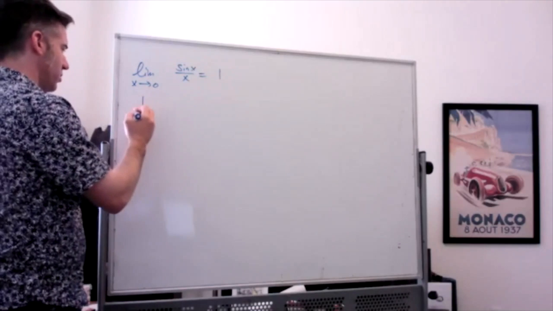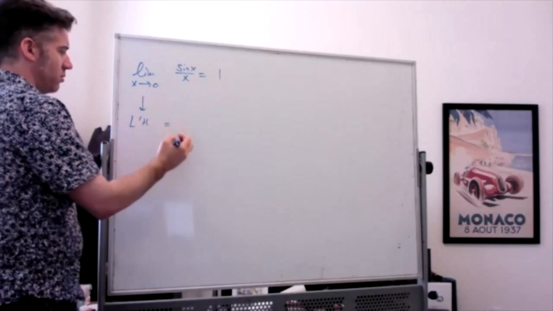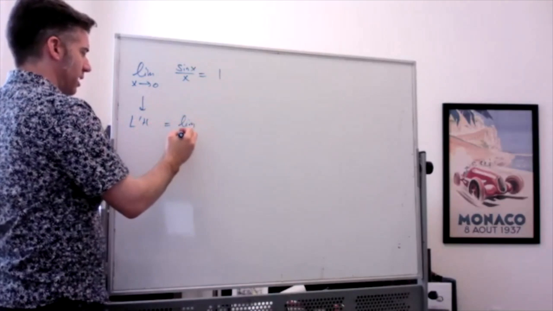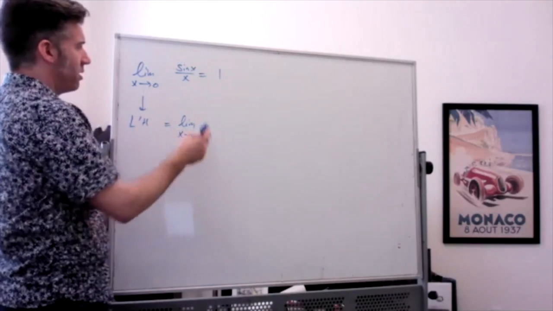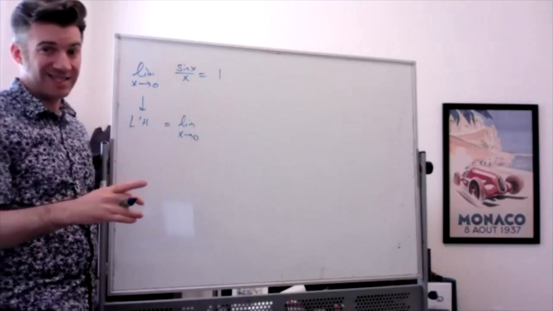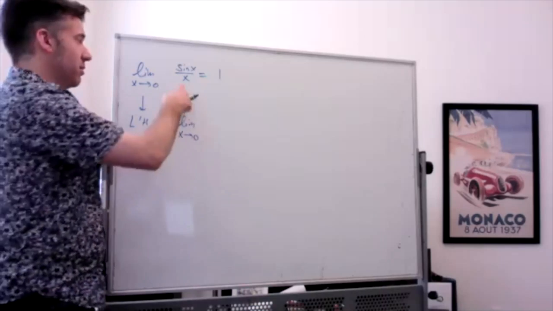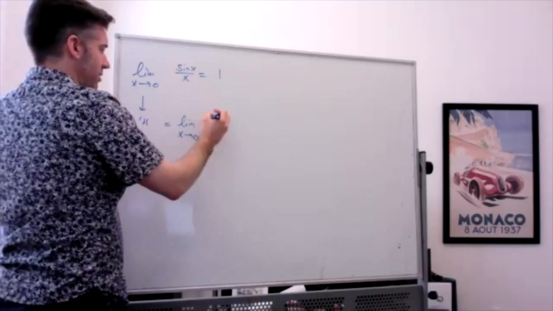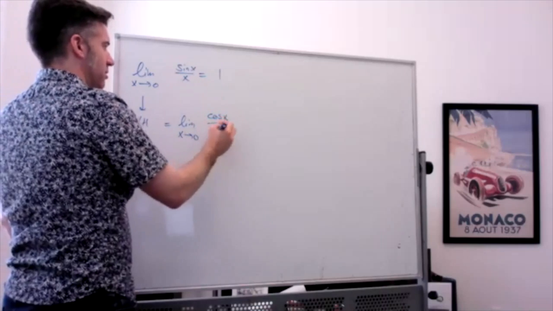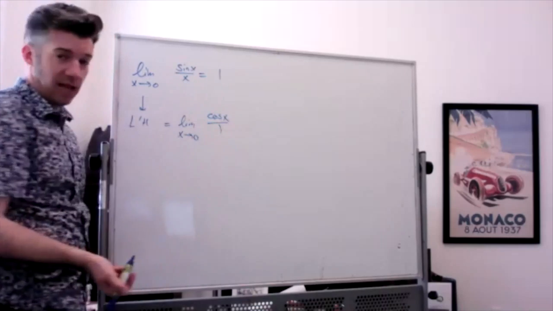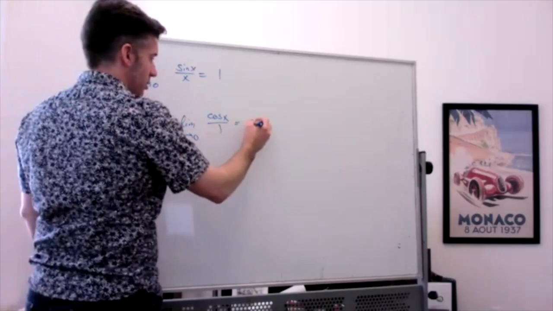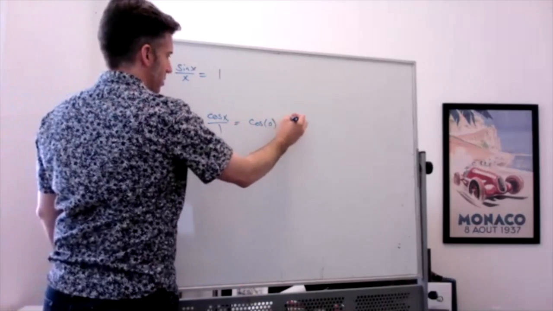If we use L'Hopital's rule, we get the limit as x goes to 0 of, well, I should say, this is a 0 over 0 type. Sine of 0 is 0, and the bottom is 0. The derivative of sine of x is cosine of x. The derivative of x is 1. And now if you plug in 0, you just get cosine of 0, which is 1.